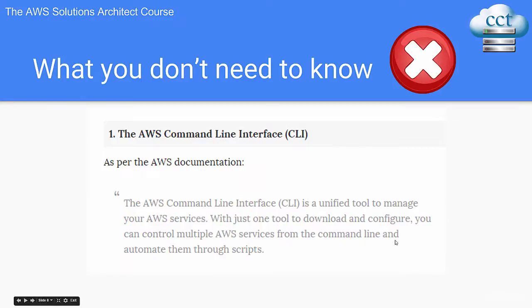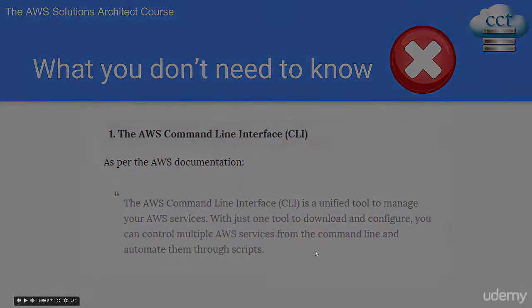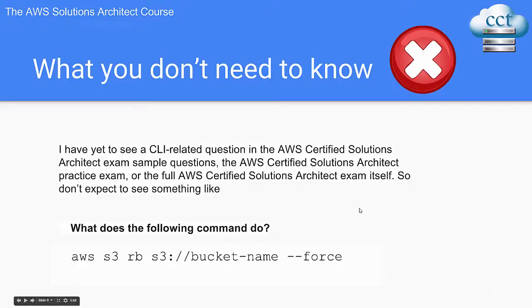So the first thing is the AWS command line interface. A good tool, very important tool, and as per the AWS documentation, it's a unified tool to manage your AWS services. Just one tool to download and configure. You can control multiple AWS services from the command line and automate them through scripts. Fantastic stuff. However, you won't see a question like this in the AWS exam. You won't see "what does this command do, what does this parameter mean," nothing like that. So forget about it, don't bother learning it if your sole purpose is to pass the exam. I mean, it is a very important tool, and if you're working on AWS every day, then obviously it is something you need to learn.